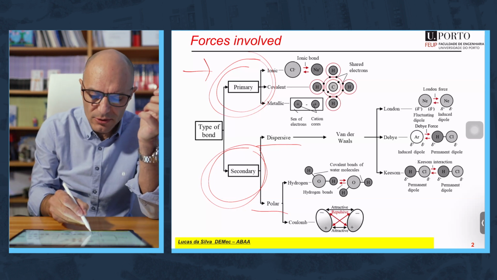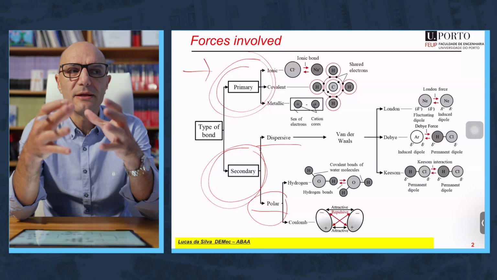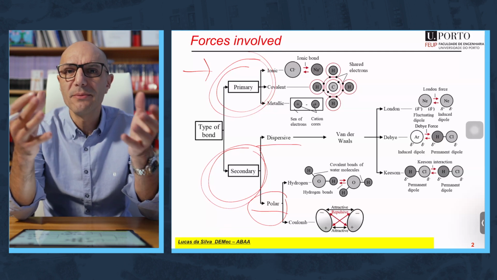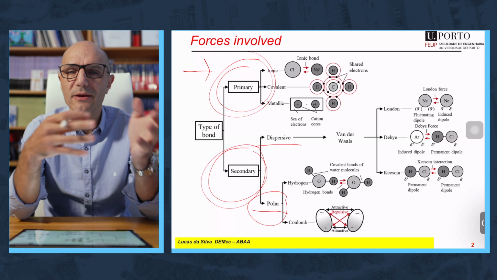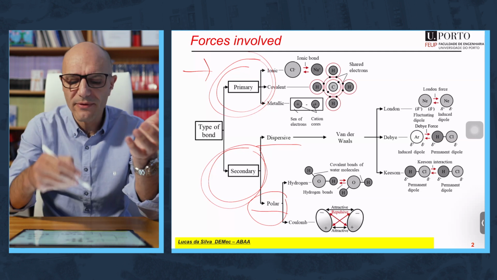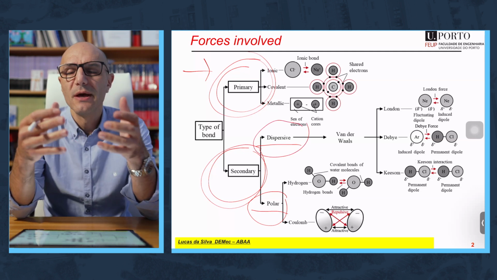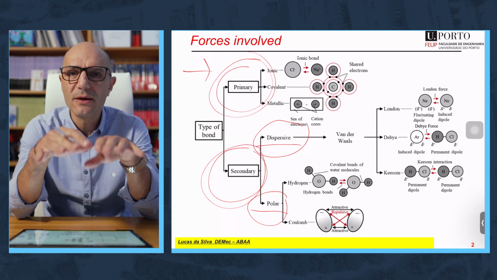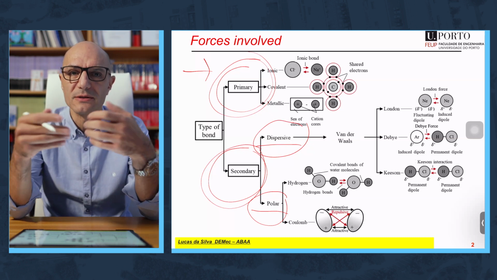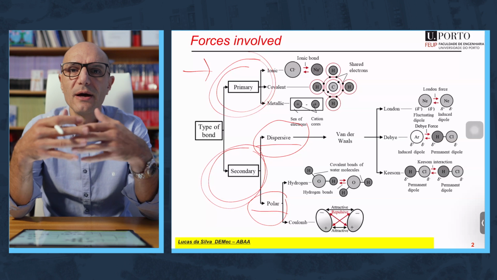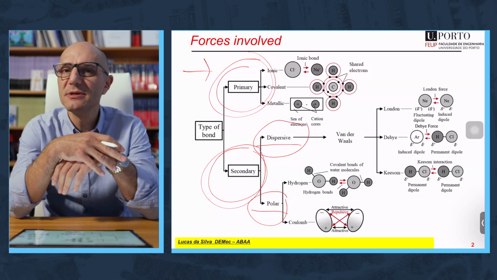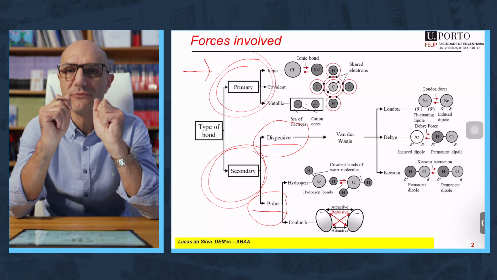Then you have what is called the polar force. When the asymmetry is only momentary and varies with time, then you have dispersive forces, which contribute to the forces of attraction but are way weaker than the polar ones. So the ones we are really looking for are the polar ones. And whether they are dispersive or polar, these are present in any type of joint, okay?